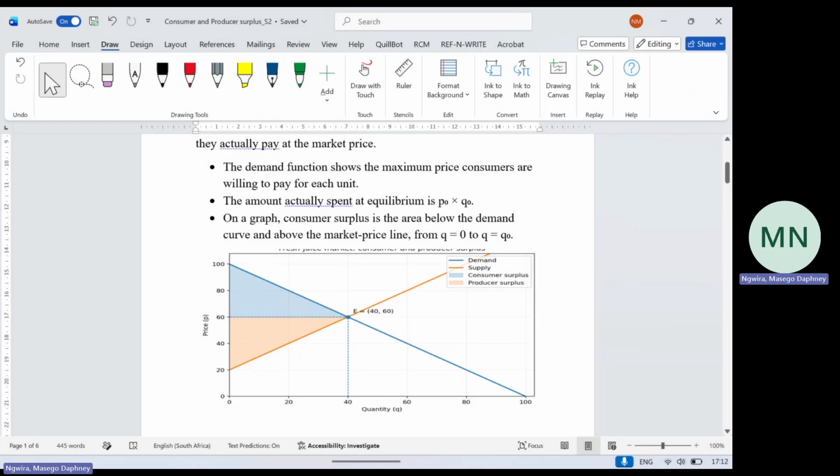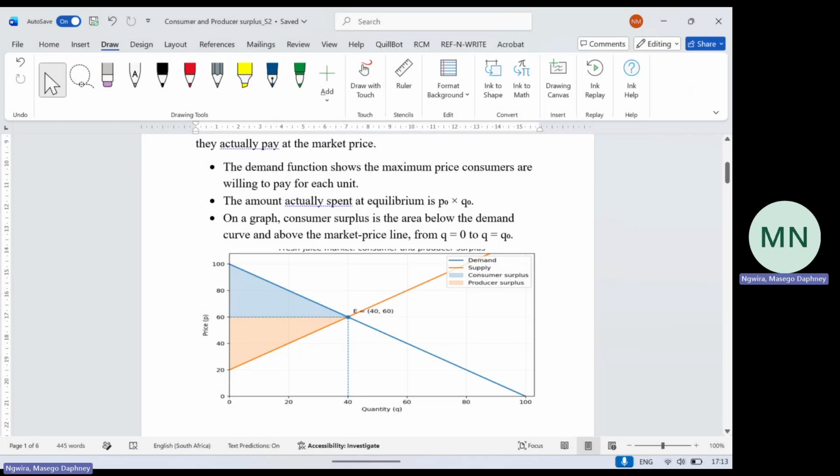Here they say that the demand function shows the maximum price consumers are willing to pay for each unit. You will see that the graph for the demand function is this one in blue. So it shows you the maximum price consumers are willing to pay. And on the graph, consumer surplus is the area below the demand curve. So this is your demand curve, and this part is what you call the consumer surplus on your graph.